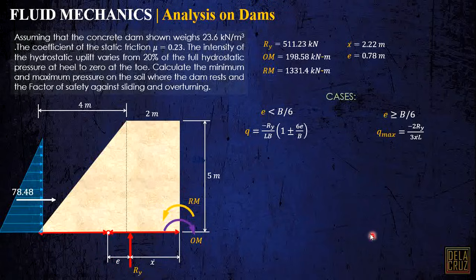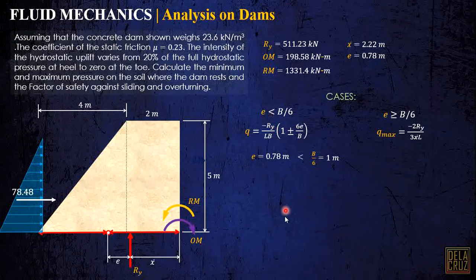Okay? So, let us check. What is our E? 0.78. And what is our B over 6? That is 1 meter. Our B is 6 meters, over 6 is 1 meter. And that means it does not exceed, or we are in this case. Let us call this one case 1.